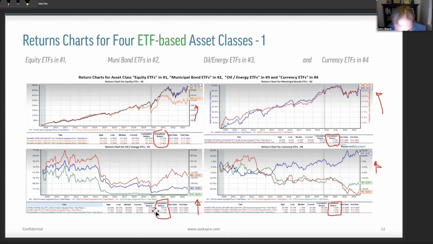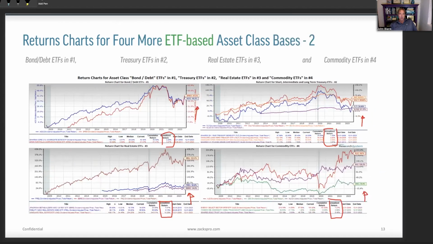Of course, oil and energy has done really poorly. Currencies are not a great trade. Municipal bonds have not been the great thing, although they are stable and offer cash returns. Keep that in mind. Of course, over here, equity ETFs on a dividend adjusted level can get you almost 14% if you do it right. So keep that in mind.